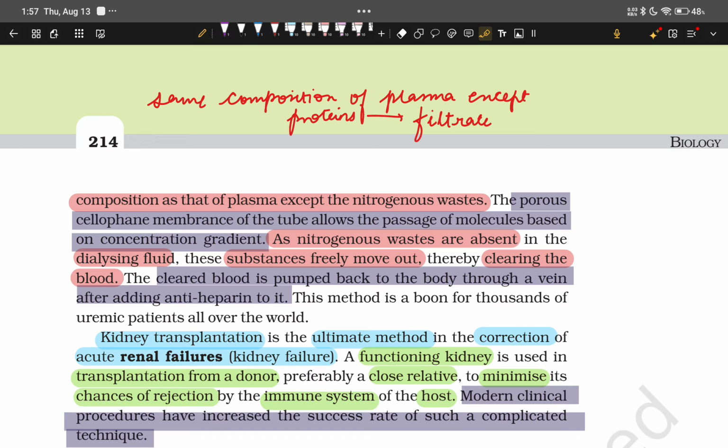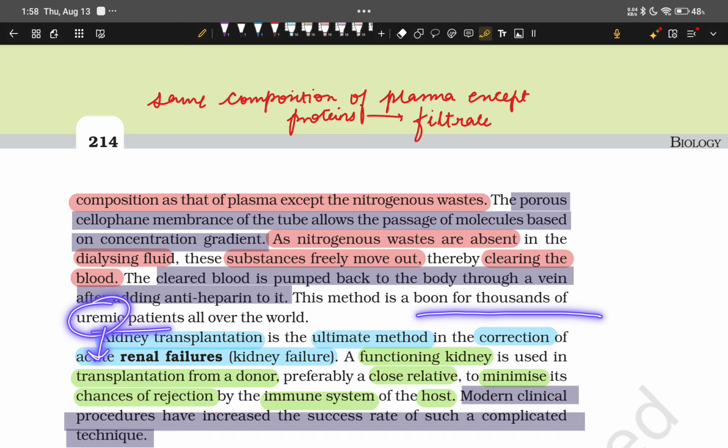And because of that, the dialysing fluid is also changed again and again, so that nitrogenous waste can be removed very easily. Now these nitrogenous wastes are absent in the dialysing fluid, so these substances move freely out, clearing the blood, and then the cleared blood is pumped back to the body through the vein after adding antiheparin. So it's pumped back to the vein, and we have to add antiheparin first in it, right? And it's a boon for thousands of uremic patients.